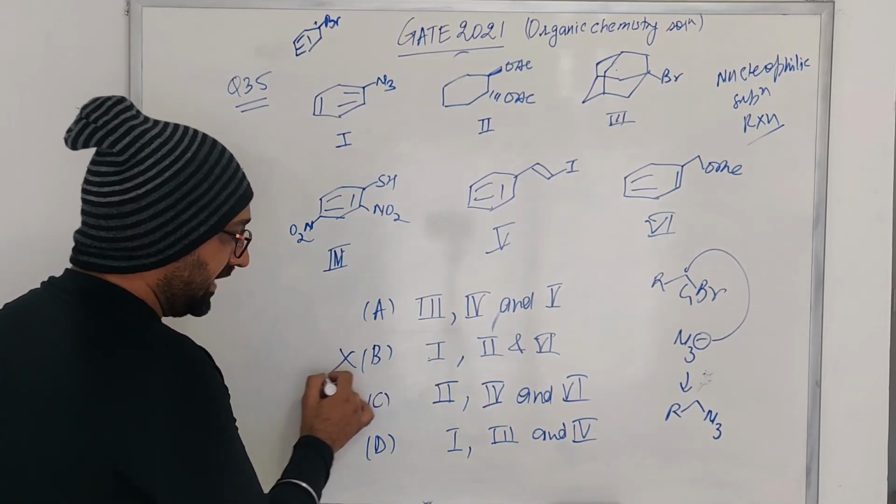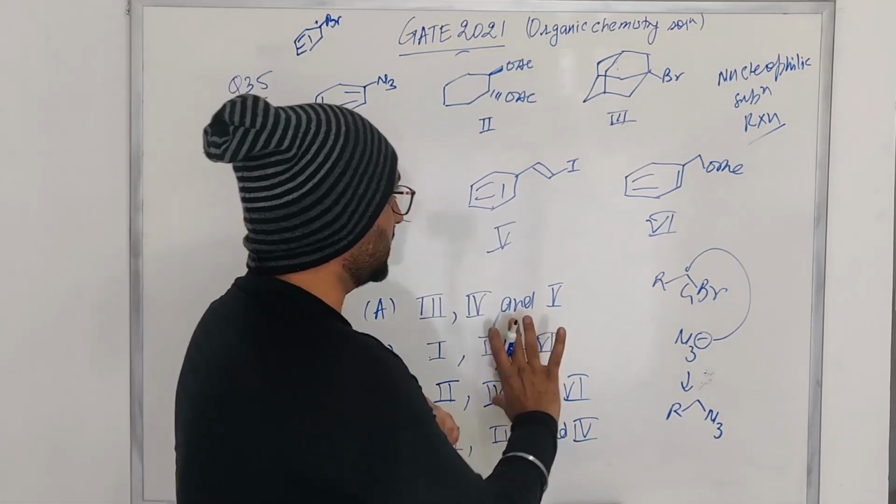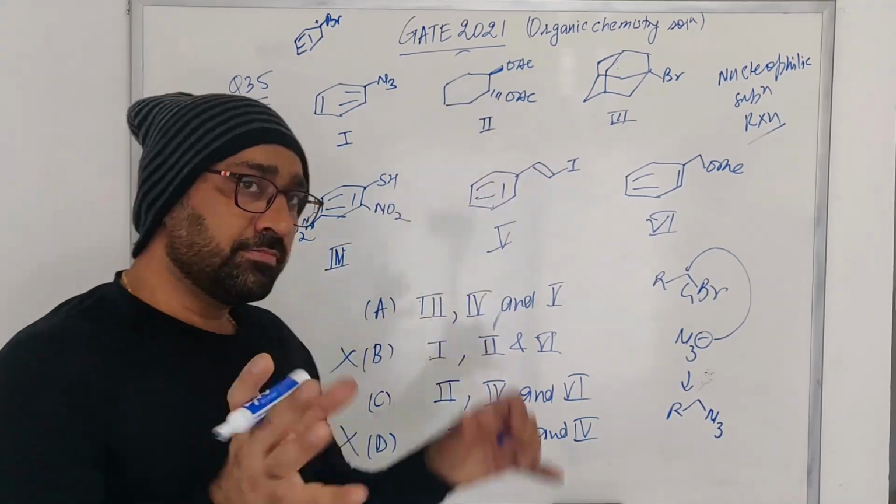Option number B has the first, it cannot be. Option number D has the first, it cannot be. So now you are remaining with two options, okay? Option number 2, it can be.